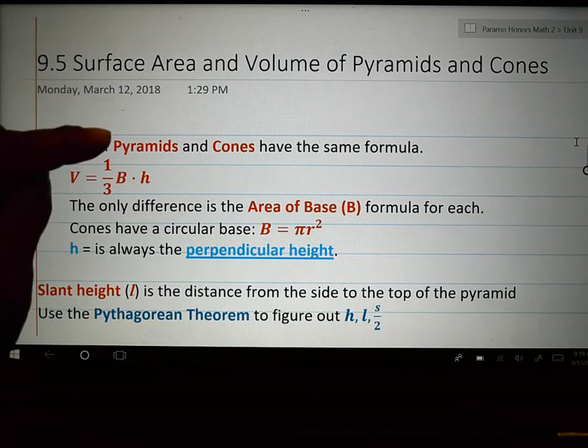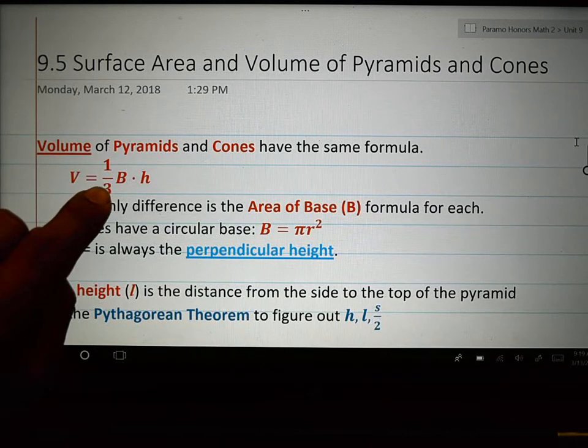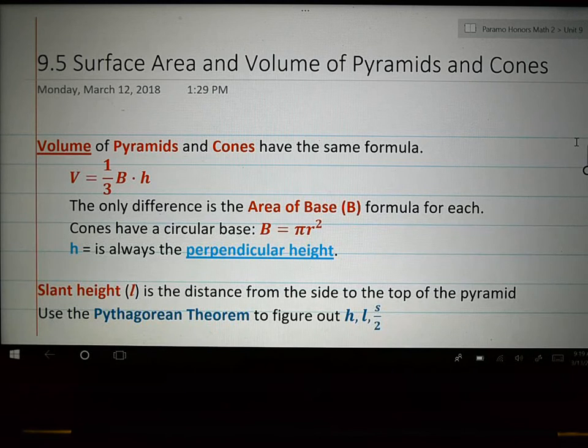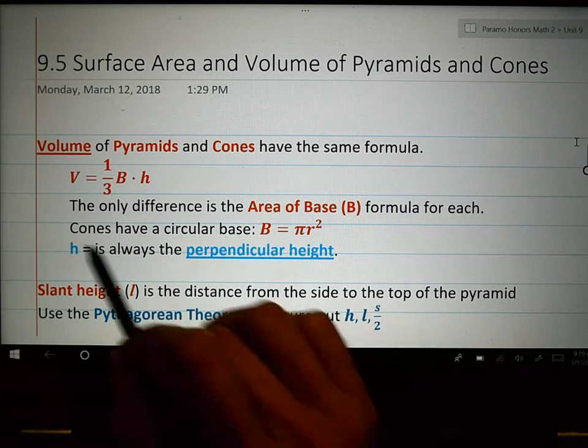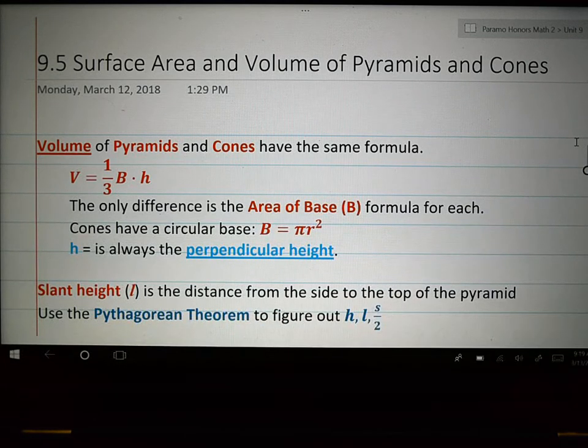3 of the cones would fill in that rectangular prism exactly 3 times. So the volume of a pyramid or a cone is 1/3 the area of the base times the height. The only difference is the area of the base formula for each. So it could be a square pyramid, it could be a hexagonal pyramid, it could be a pentagonal pyramid. The base might change.